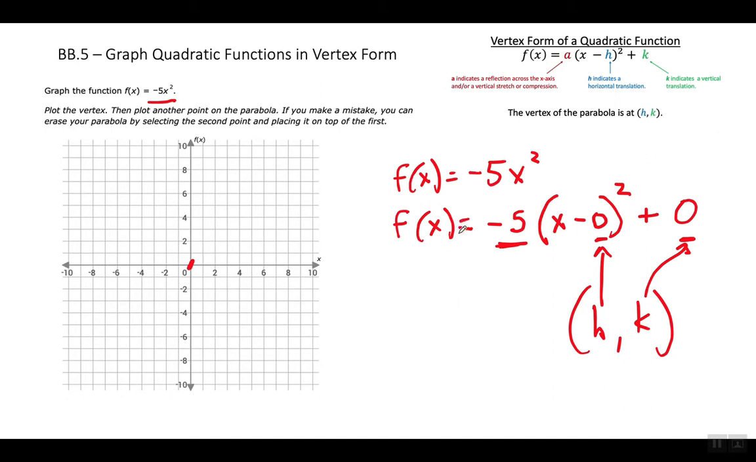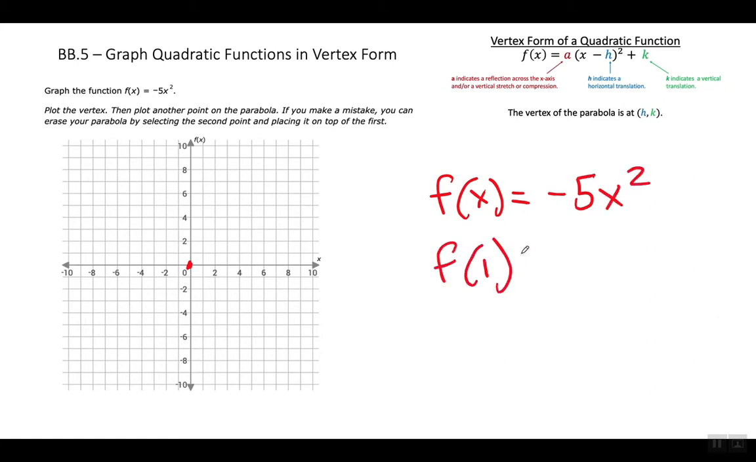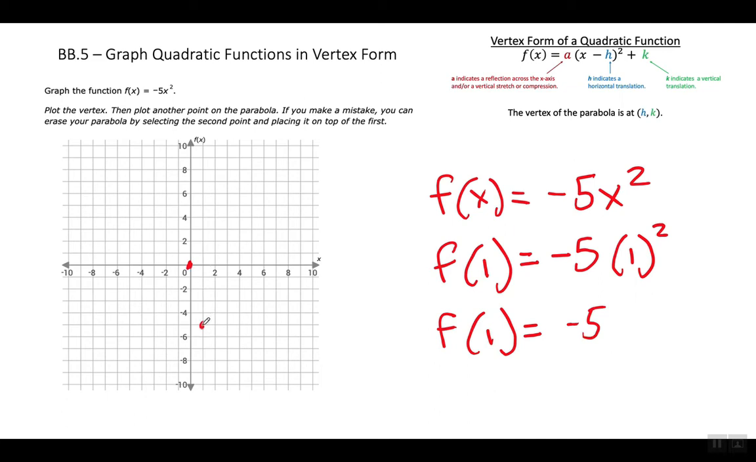Okay, now all I need to do is substitute an easy number for x. Substituyendo un número fácil para x, I would substitute positive 1. So if x is positive 1, what is f of x going to equal? Or f of 1? 1 to the second power is 1. 1 times negative 5 is negative 5. So when x is 1, y is negative 5. Cuando x es 1, y es negativo 5.